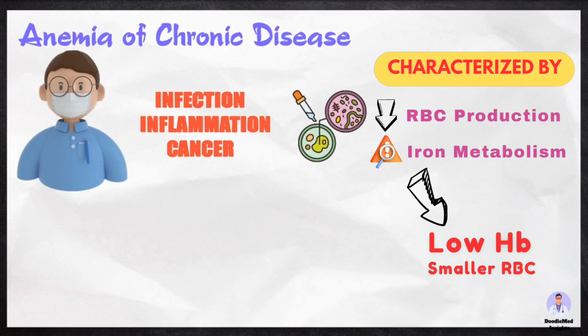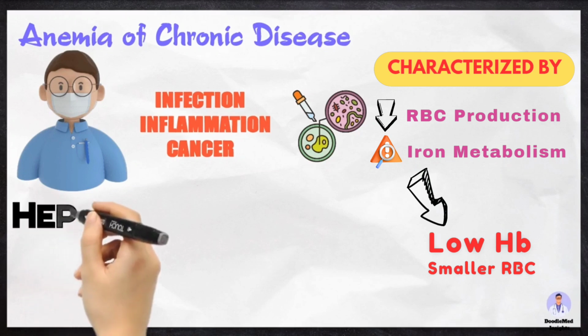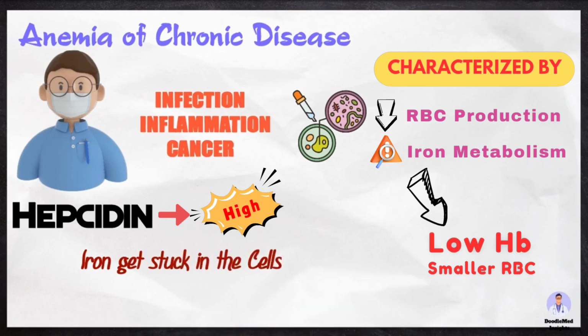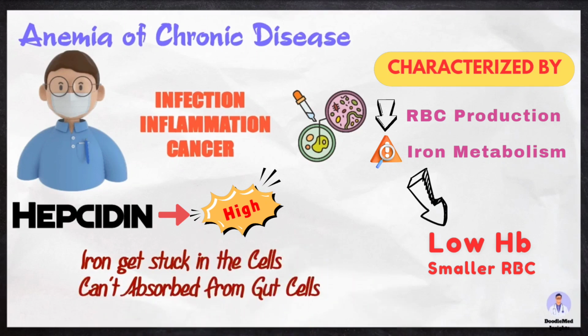Anemia can happen with almost any long-lasting inflammation, infection, or cancer. One key player is hepcidin, which controls how iron is used in the body. When hepcidin levels are too high, like during inflammation, iron gets stuck in certain cells and can't be absorbed well from the gut. As a result, there is not enough iron available in the blood for making new red blood cells, leading to anemia.